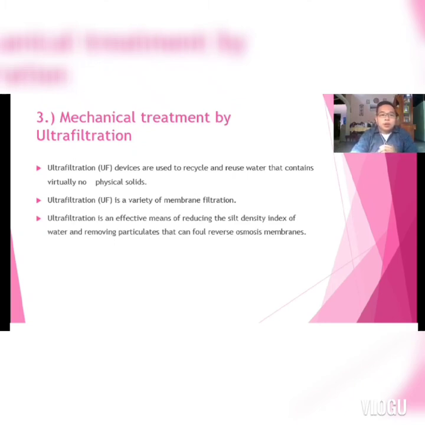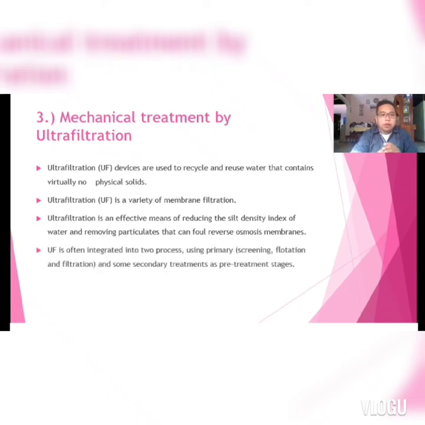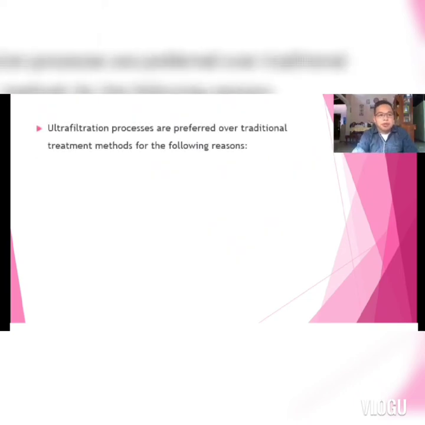Ultrafiltration can be used for removal of particulates and macromolecules, so they will be removed from raw water to produce potable water. Ultrafiltration is an effective means of reducing the silt density index of water and removing particulates that can foul reverse osmosis membranes. Ultrafiltration is often integrated into two processes, using primary or screening, flotation, and filtration, and some secondary treatments as pre-treatment stages.